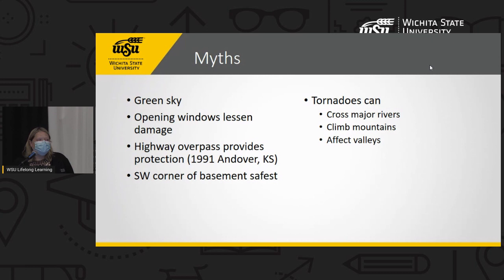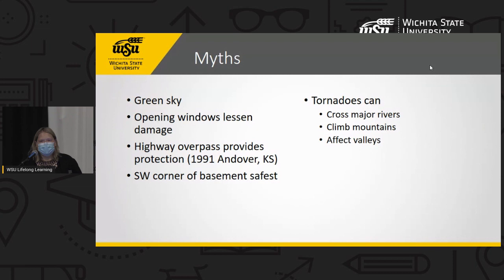So growing up, you probably have heard a lot of myths about tornadoes and how to stay safe in tornadoes. I know I did. I was always told as a child, if I ever was outside and saw a tornado, to make sure that I went and hid in a ditch, because a tornado can't go in a ditch. That's not actually true. So some of the myths are a green sky means a tornado is coming. They found no correlation in that. That opening your windows will lessen the damage to your house if a tornado comes because of the pressure differences. And although there are pressure differences, the damage that leaving your windows open can cause far outweighs any benefit from equalizing of the pressure.